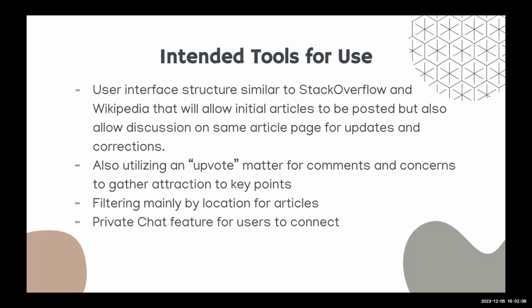I would like to do a lot of filtering by location for articles. It's really hard for someone in one area of the world to get a good balance of quality information from an area on the opposite hemisphere. So I'd utilize that with more filtering tabs throughout. And then also a private chat feature for users to be able to connect and talk about something. That would help with a lot of the community building.